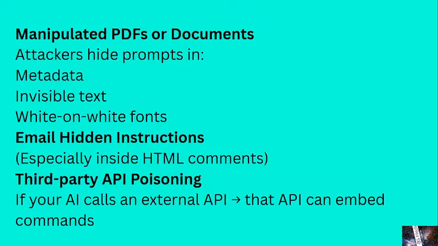Then email hidden instructions, like the one I've shown earlier, especially inside HTML comments. Then you have third-party API poisoning. If your AI calls an external API, that API can embed commands. So if that API embeds commands and there is no way for your AI model to strip it off or sanitize it, then it means it can be poisoned through a third-party API.